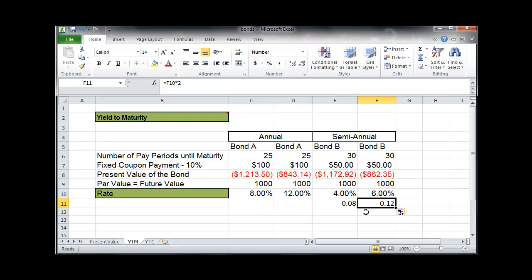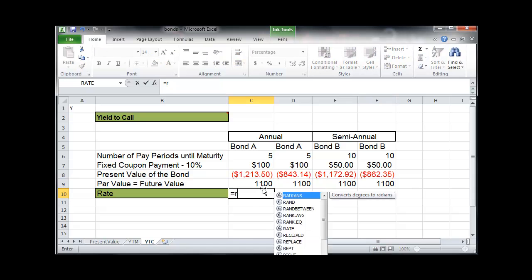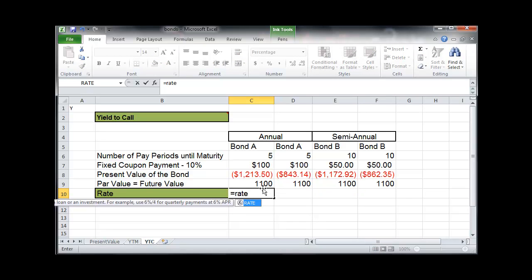Now finally, let's look at yield to call. Yield to call is nothing more than the exact same thing I just did, except if you take a look, we're going to call this bond in 5 years and this bond in 5 years. Why this bond in 5 years? It's semi-annual, 2 payments. There's your payment of $100. There's half your payment, and that's the price we received. And if you take a look, the par or face value has been increased due to the fact that it is being called early.